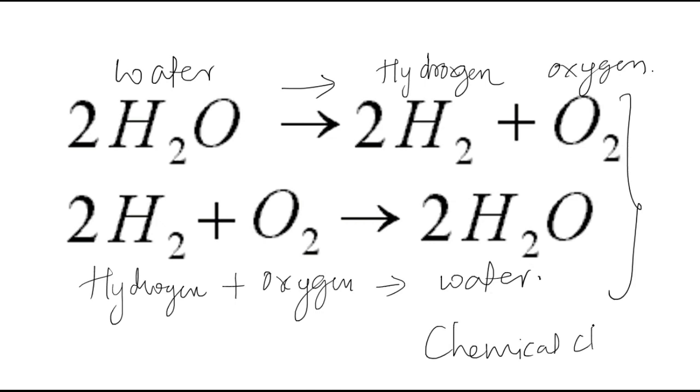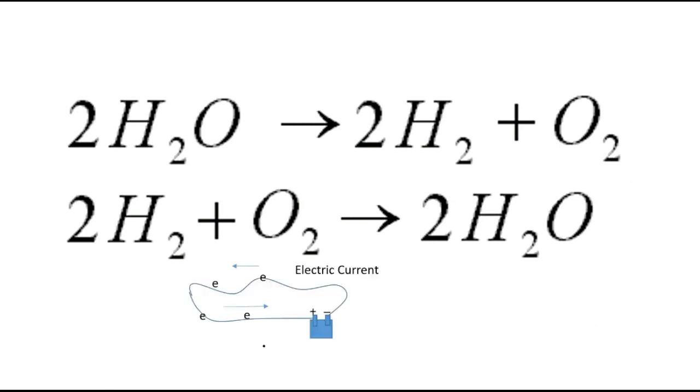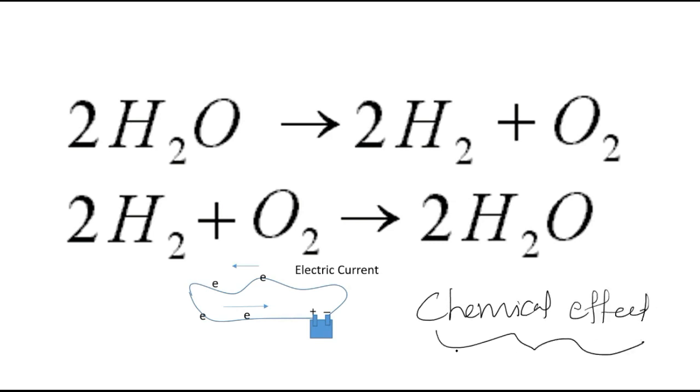Both are chemical changes. And why are they chemical changes? Because a new substance is formed. Right? If this chemical change is brought into action by using current, then that effect is the chemical effect of electric current. I hope you have understood what you mean by chemical effect.